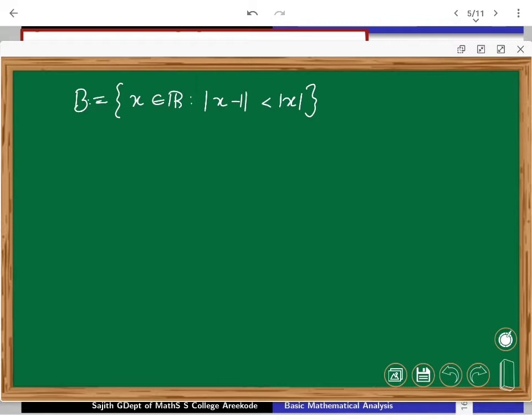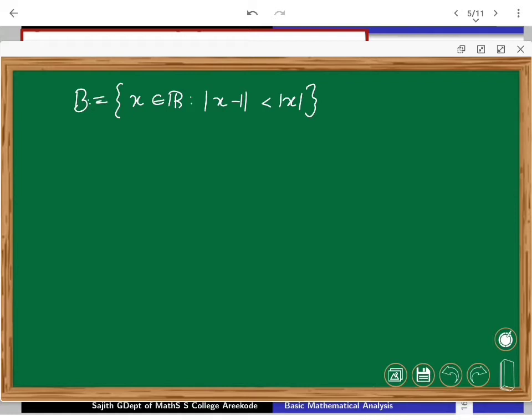Obviously, see, it's an inequality which contains modulus on both sides. So if you are sitting with that, you have to partition it into different cases. You have to consider the points in between 0 and 1, less than 0, greater than or equal to 1, such like that. That is the direct way of attacking the problem.